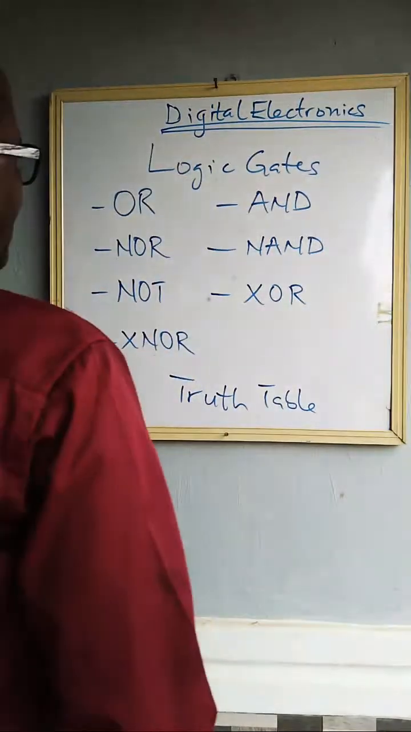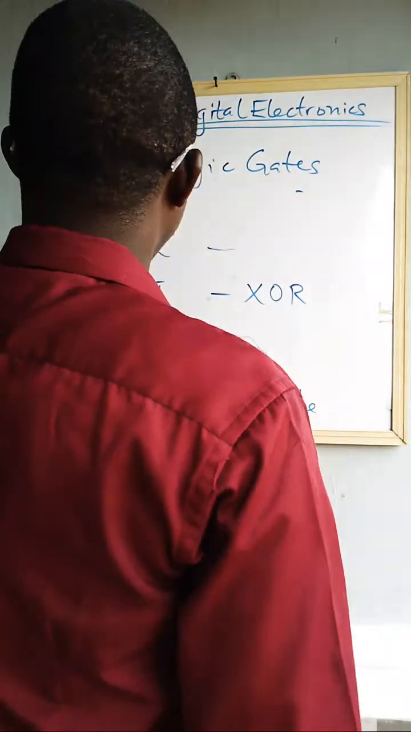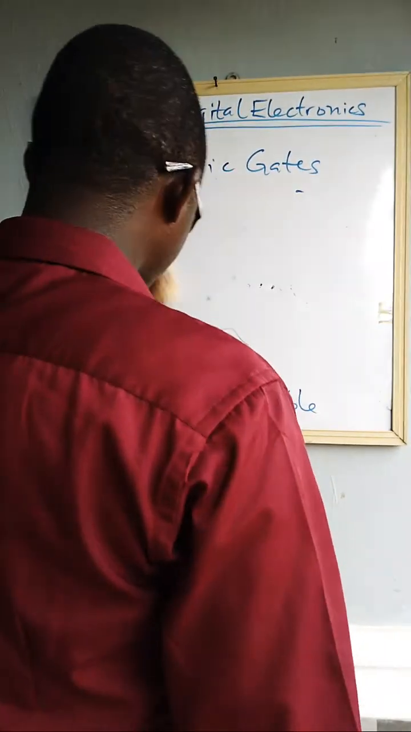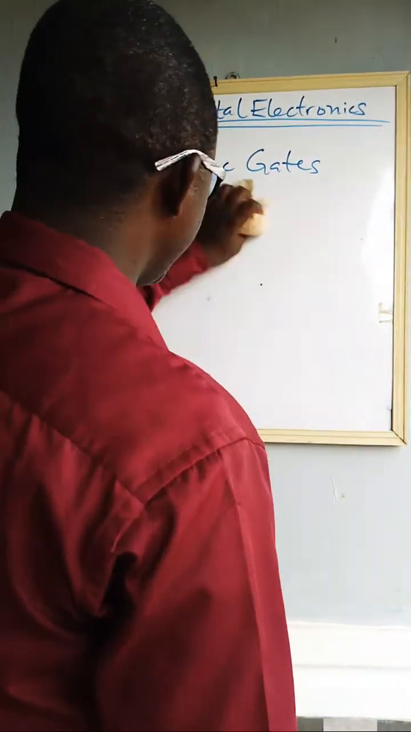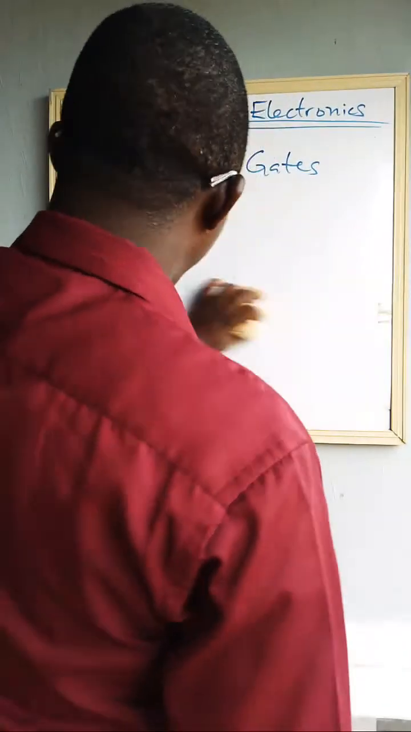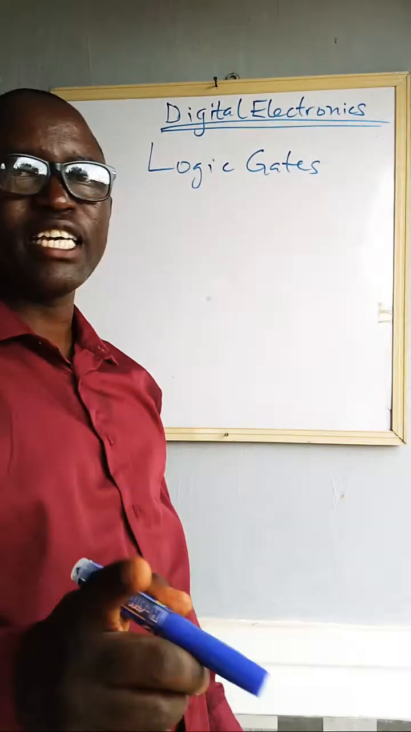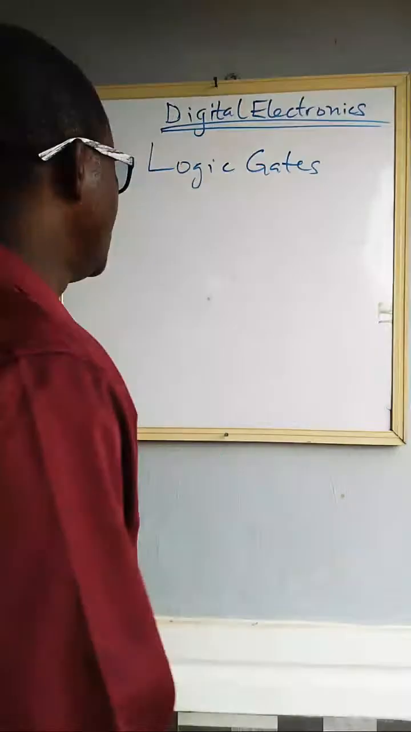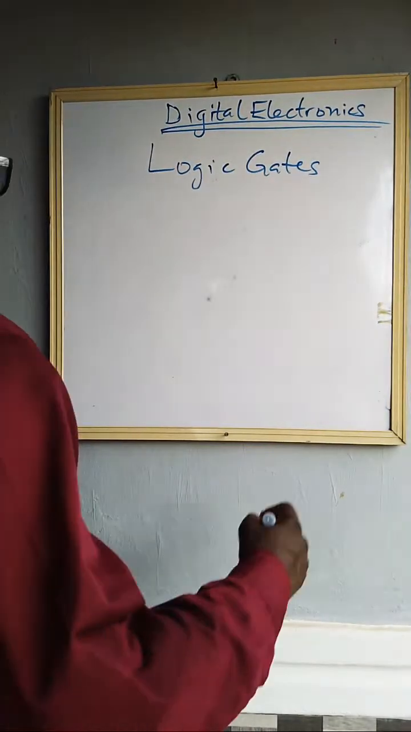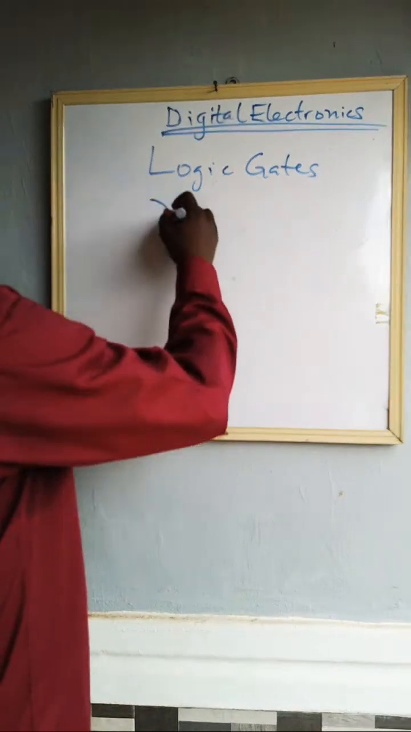Now let's look at the OR gate. The first one is the OR gate. The term OR is taken from English, but it is a logical function. First, let's look at the OR gate symbol. The symbol looks like this.